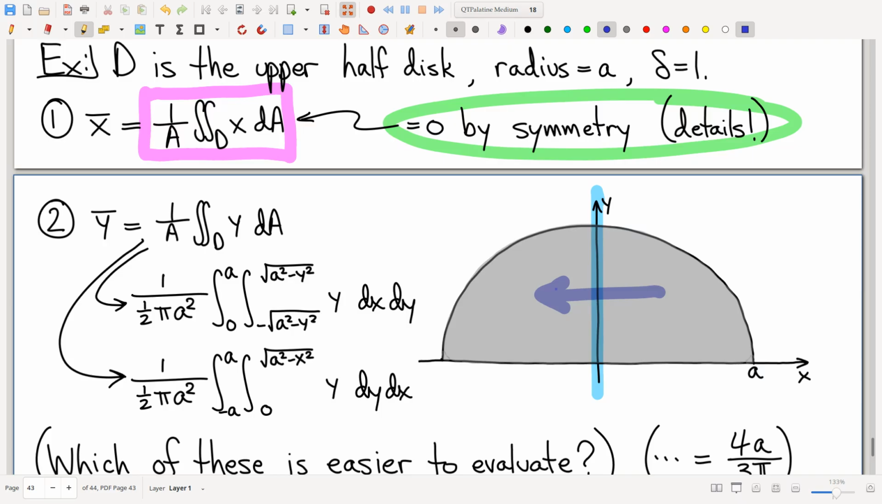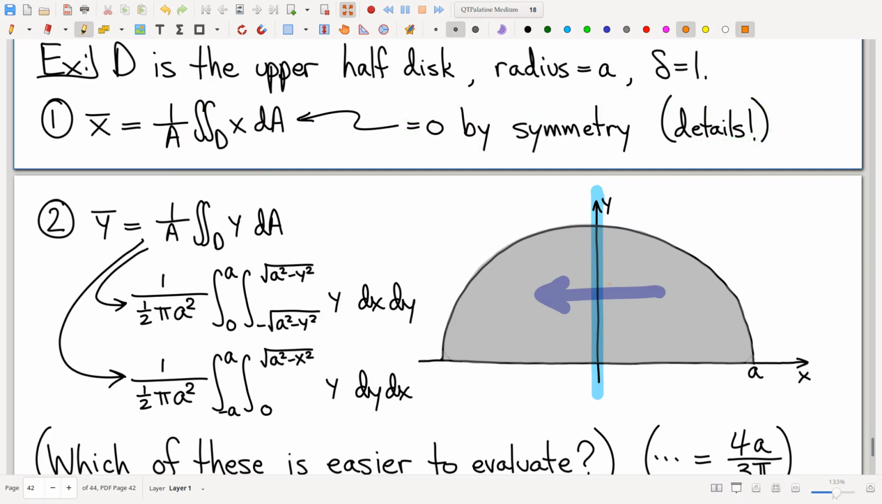Write down a formula. Ask yourself whether x is odd, and indeed it is. Symmetric domain, odd integrand, that integral is 0 by symmetry. Again, make sure to think through the details. Make sure you're good with that argument. Make sure you always stay vigilant, always on the lookout for possible good fortune like that.